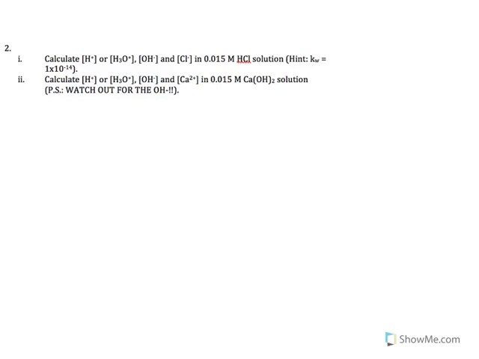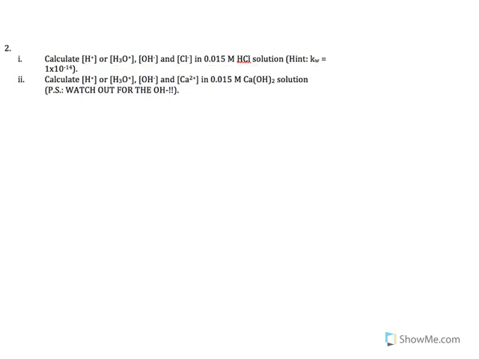In this example, for the first part, we are asked to find the H plus ion concentration, the H3O plus ion concentration, the OH minus or the hydroxide ion concentration, and the chloride ion concentration in a strong acid known as HCl, and we are given that the concentration of HCl is 0.015 molar. We're also given that the equilibrium constant for water is 1 times 10 to the power of negative 14.